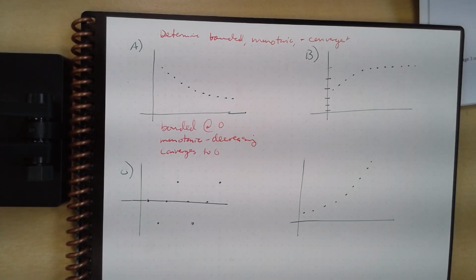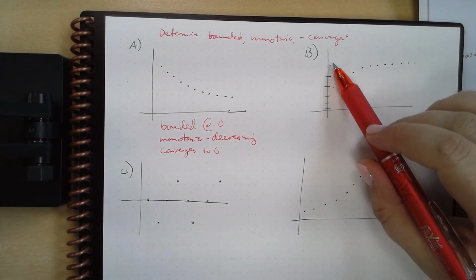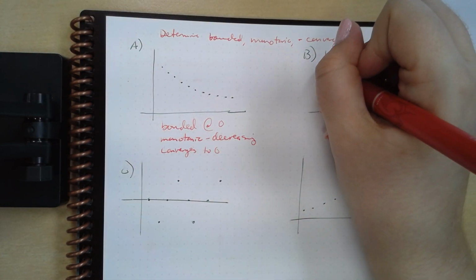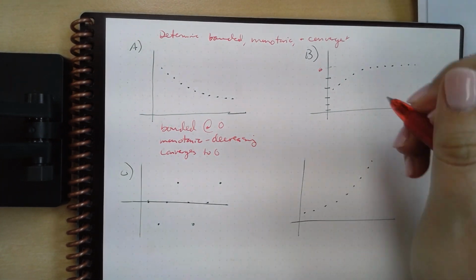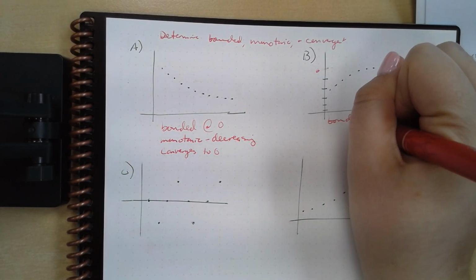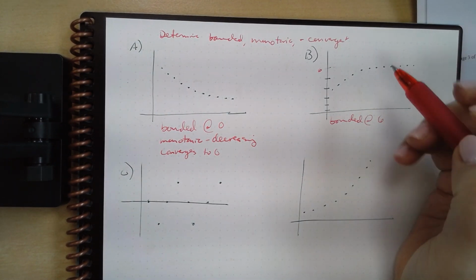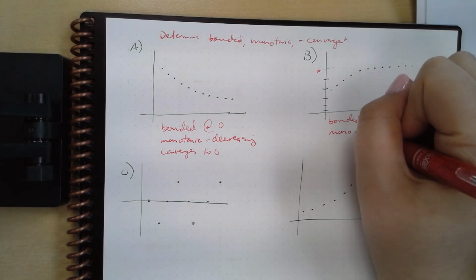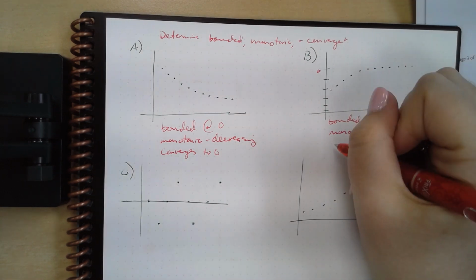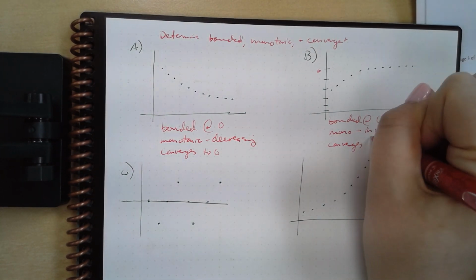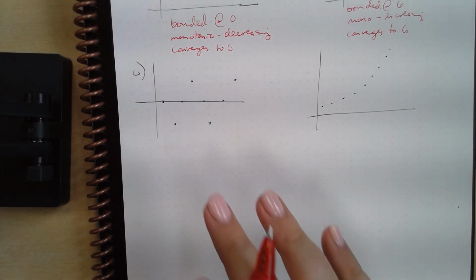These are just rough graphs, but hopefully you can kind of see. Here, is this bounded? Yes, this is actually, I don't know, 5, 6, we'll call it 6. This is 6 here, and it looks like we're going to cap out here. So this is bounded at 6. Is it monotonic? Is it strictly increasing or decreasing? Yes, it's monotonic. It's increasing. So is it convergent? Yes, it converges to 6. Okay? What about this one?